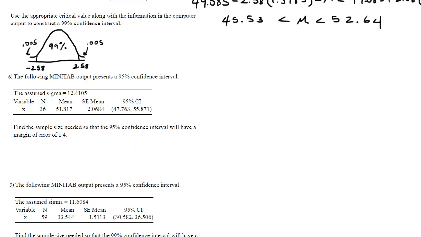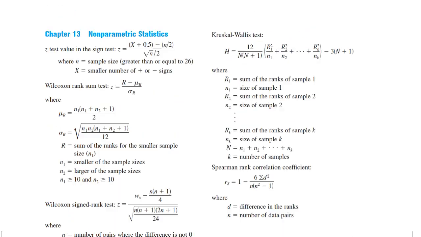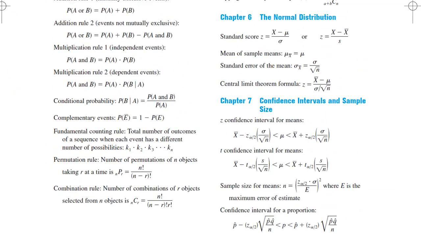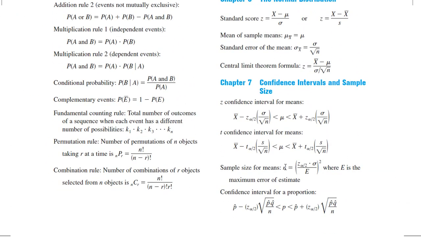Okay, so let's go back to the formula sheet. Let's go back up to chapter 7. Aha, here's the formula for the sample size for means. So we use this formula to determine the sample size that we need. And it says where E is the maximum error of the estimate. That's another way of saying the margin of error, exactly the same thing. So n equals z alpha over 2 times sigma over E squared.